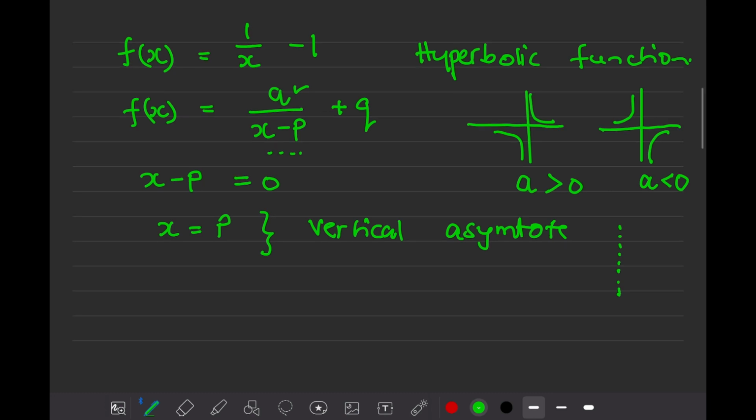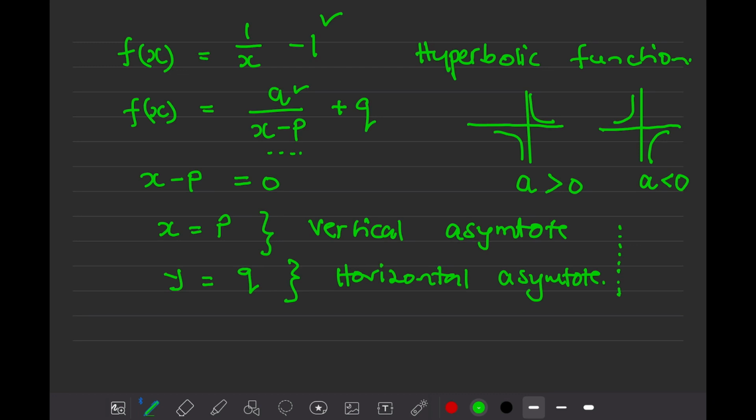It goes up, down, right? And then what is the y asymptote? It is y is equals to q, right? And then this now is the horizontal asymptote. Okay, perfect. So now, if you can see here, if you are given a function in this manner, and you are supposed to break it down.